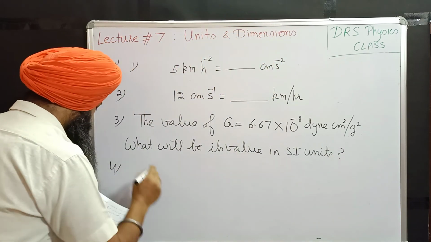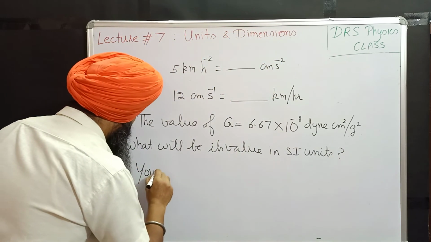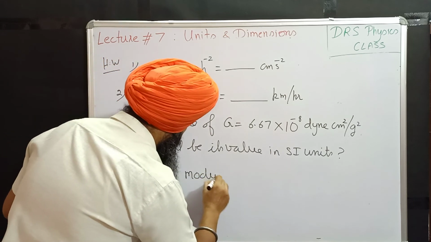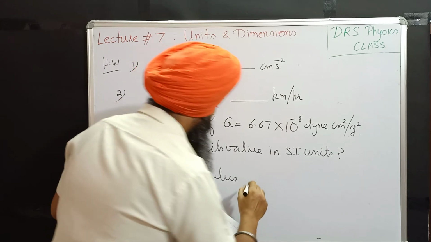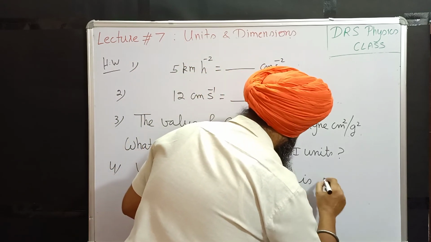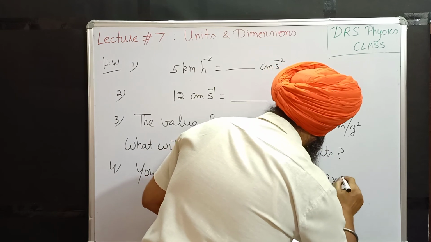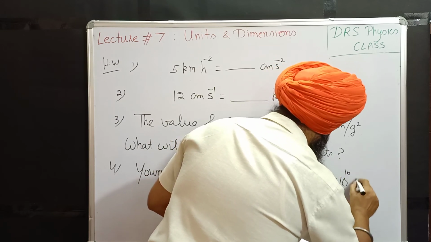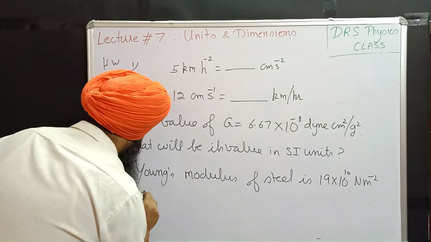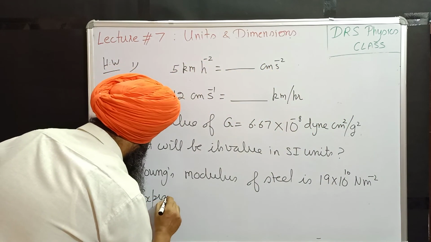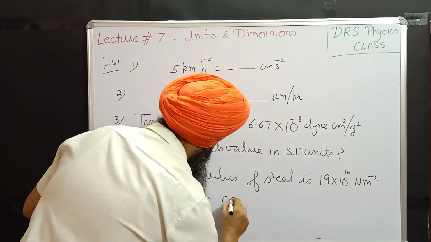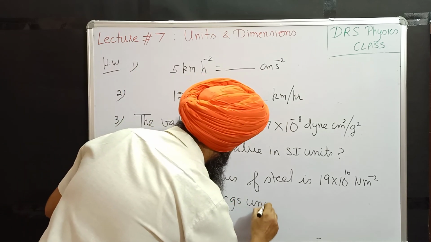Write another one. Young's modulus of steel is 19 times 10 to the power 10 Newton per meter square. Express it in CGS units.